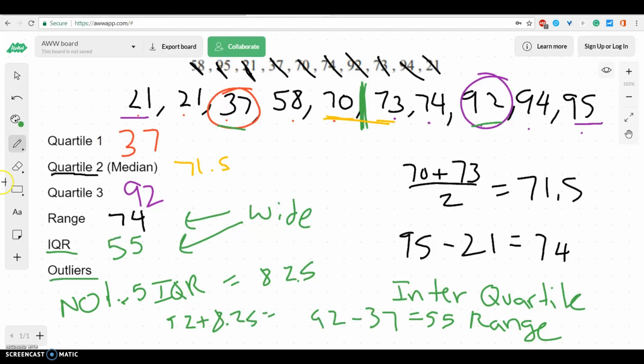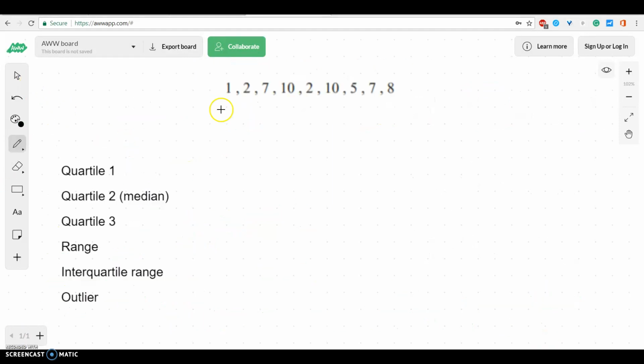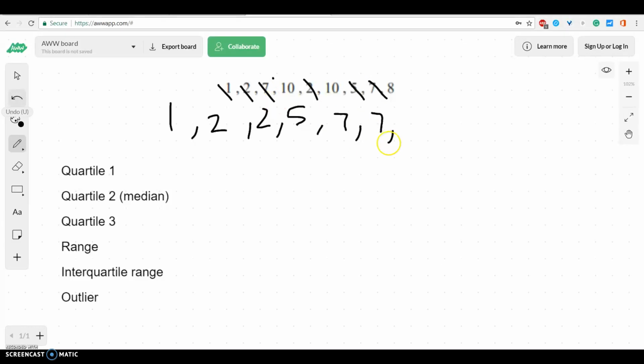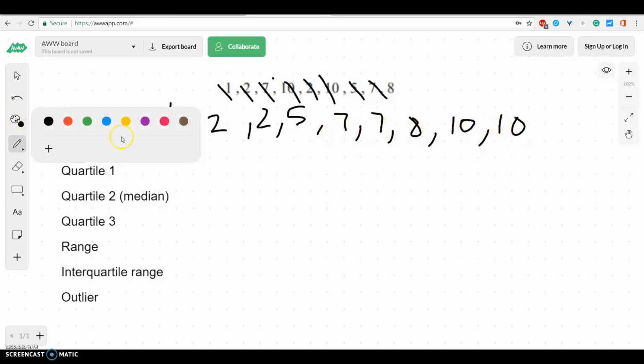Okay, let's do this with one more data set. Again, the first thing we're going to do with this data set is number them. So let's number them out. So we'll get 1, 2, 2, next 5, 7, 7, 8, and 10, and 10. And again, we're going to count out how many numbers we have. We have 1, 2, 3, 4, 5, 6, 7, 8, 9 numbers this time. So an odd number of numbers.